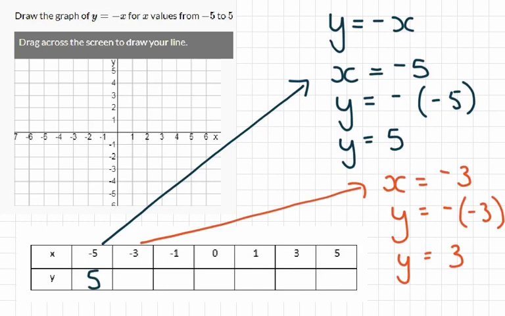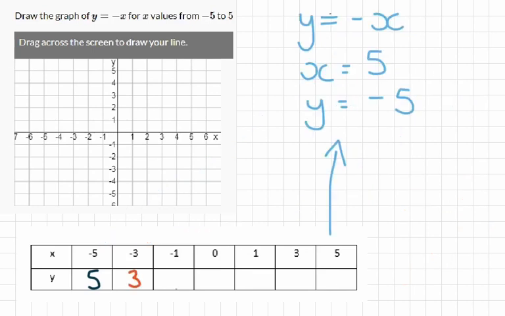We can do the same thing with x equals -3. When x is -3, we say y equals minus x is the equation of the line. So we've got y equals minus -3. The two minuses together become a positive, make the number positive, so we get y equals 3.